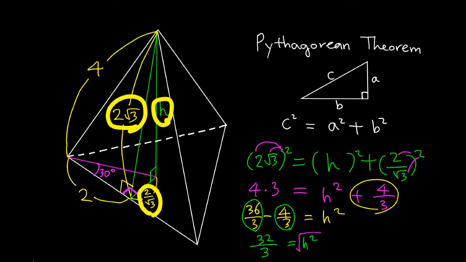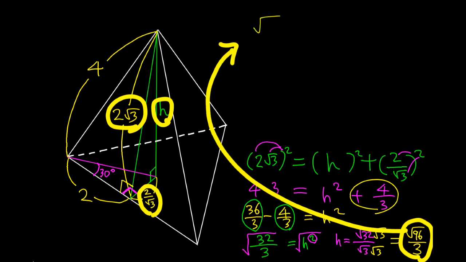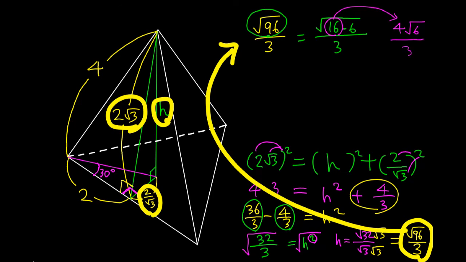Finally, I should take the root of both sides to get rid of this square. So h equals root 32 over root 3. If I rationalize the denominator by multiplying by root 3, that's root 96 over 3. I need more room, so let me take that up here. So root 96 over 3. If I simplify this a little bit, since 96 is 16 times 6, I could take this 16 out and write it as 4 root 6 over 3. And that's the best looking answer for the height of the pyramid.